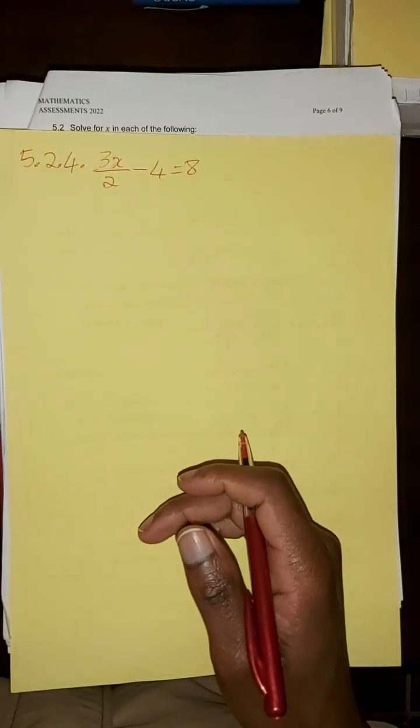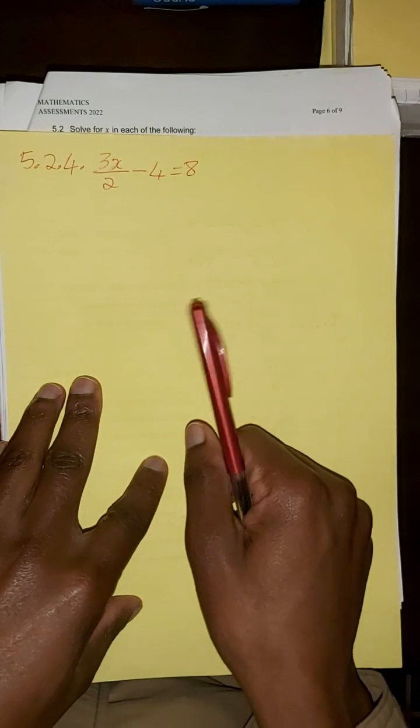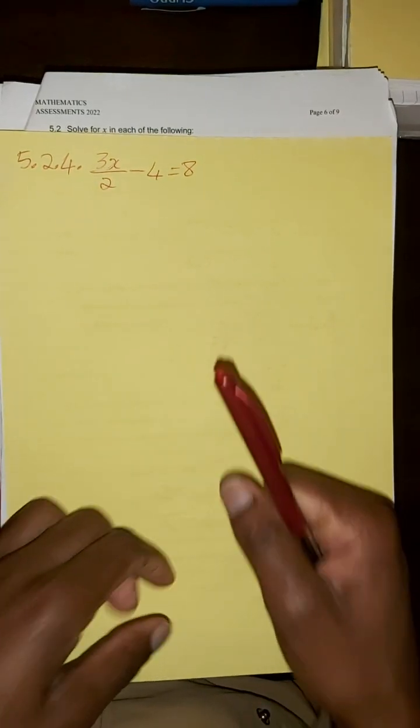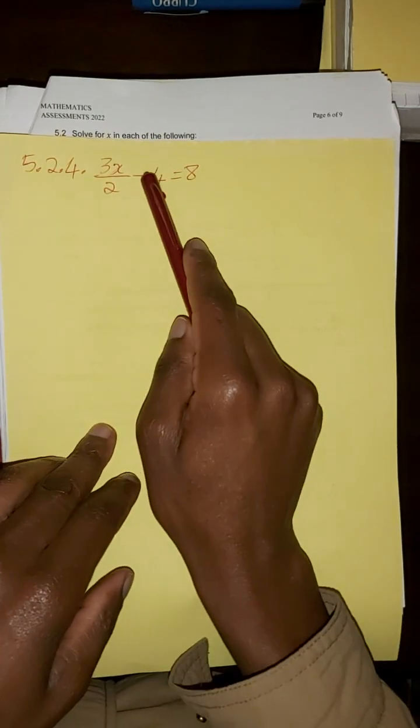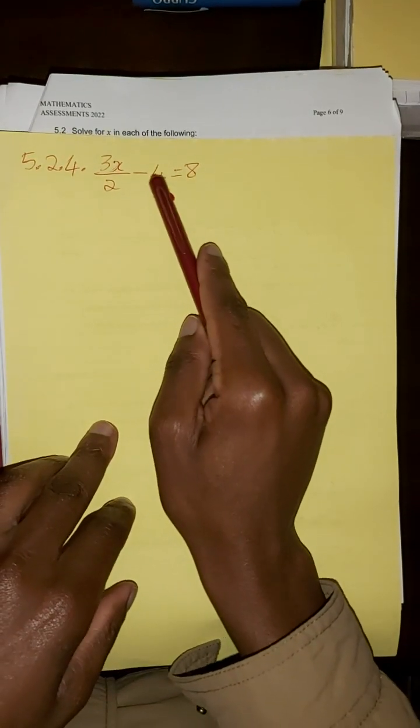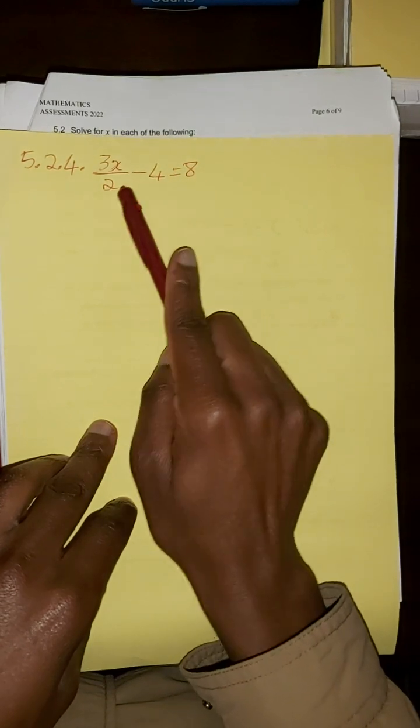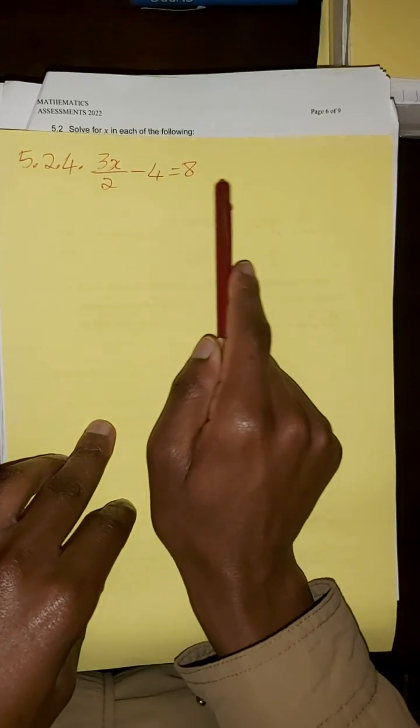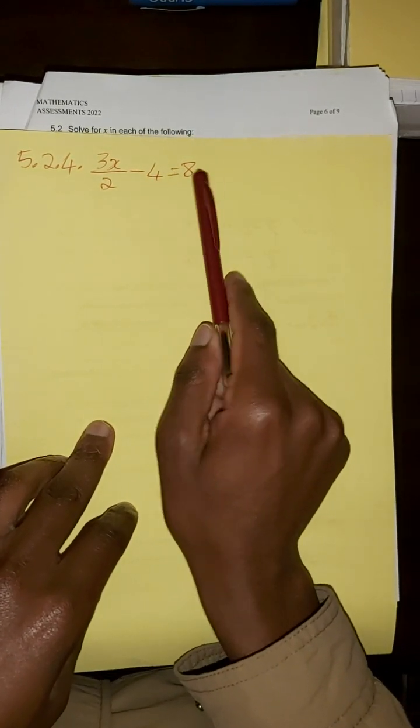Alright guys, here is another one. Again, I'm going to repeat what I've already said. We want everything that has x to be on the left, and whatever doesn't have the variable x to be on the right. So this negative 4 is going to be on the right hand side, and when it goes to the right hand side, the sign is going to change to a positive, right?